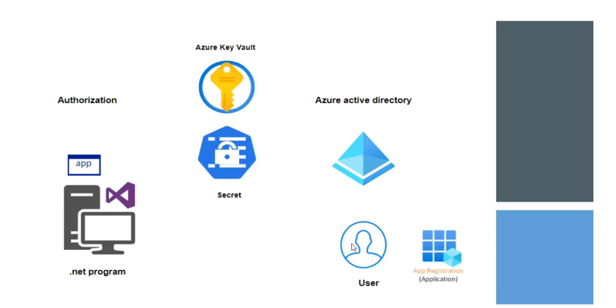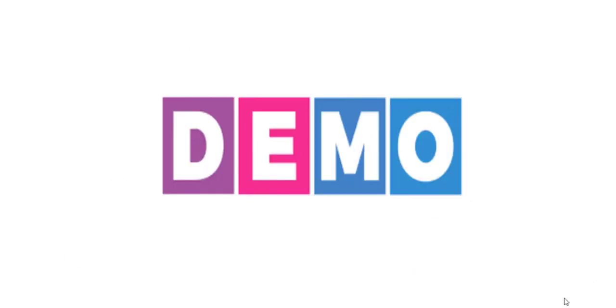But another concept which is very important, which we have called app registrations. So basically here what we are going to do, we are going to create an application object and we are going to assign that particular application object to the Azure Key Vault, so we can do the authorizations. So let's see in the demo how we are performing this particular scenario.